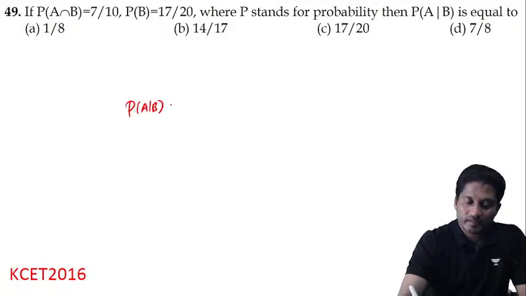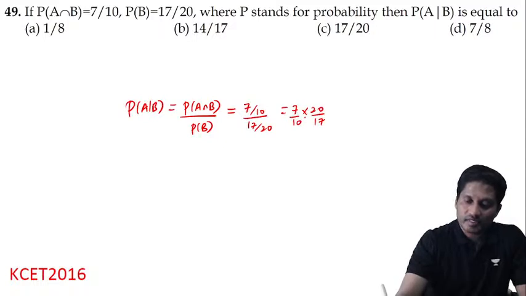Probability of A given B is equal to P of A intersection B divided by P of B. Right? P of A intersection B is 7 by 10. Probability of B is 17 by 20. So 7 by 10 into 20 by 17. Cancel 2 times, and we'll get 14 upon 17. Answer is option B.